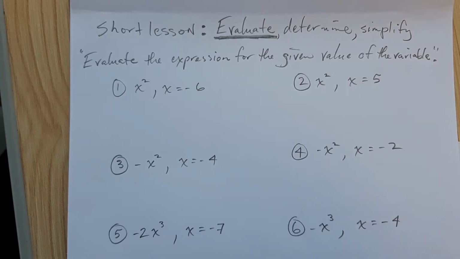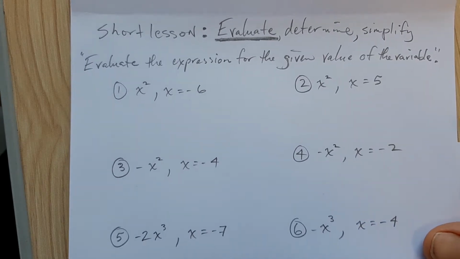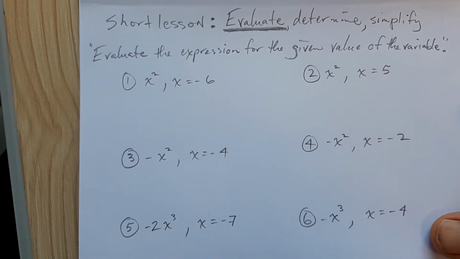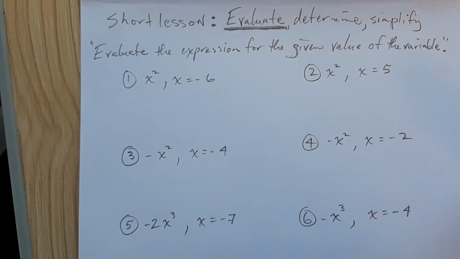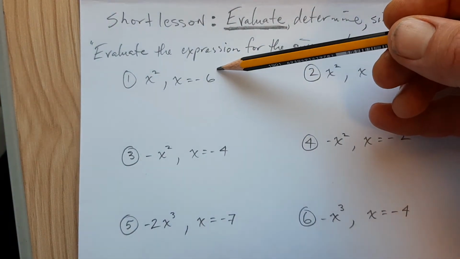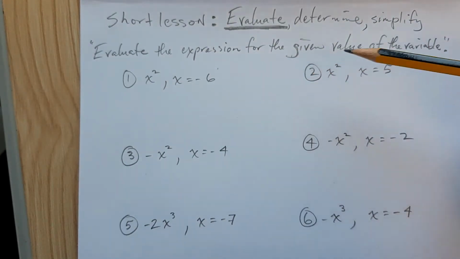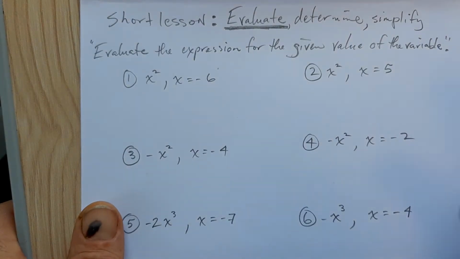I thought I'd give a little short lesson that should help you in Mr. Thomas's class and on the SAT or ACT. Evaluate, determine, and simplify. We'll concentrate on evaluate here. Your book, I believe, with Mr. Thomas says evaluate the expression for the given value of the variable. There are a lot of big words there. Evaluate means find the value when I substitute that value in for the given variable. So it's substitute and simplify.